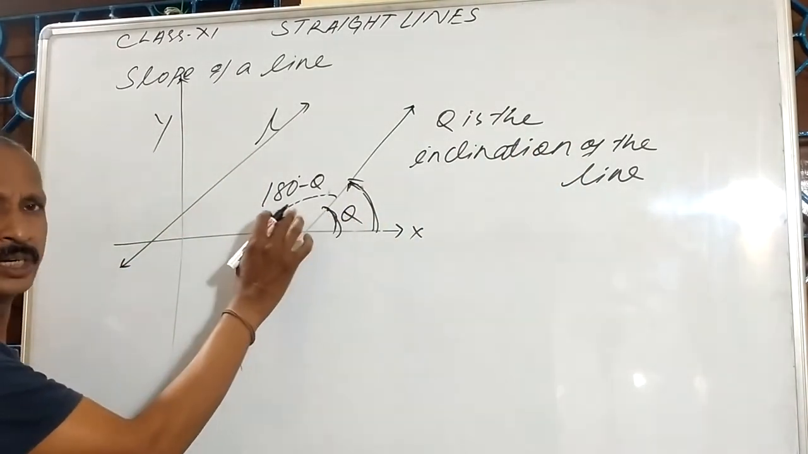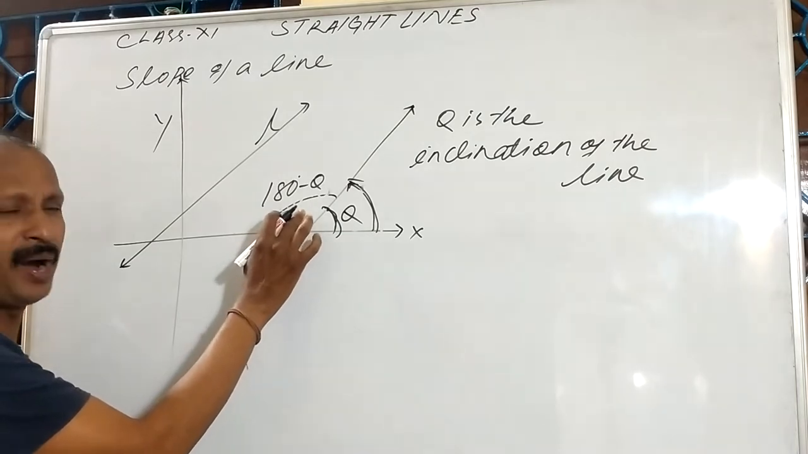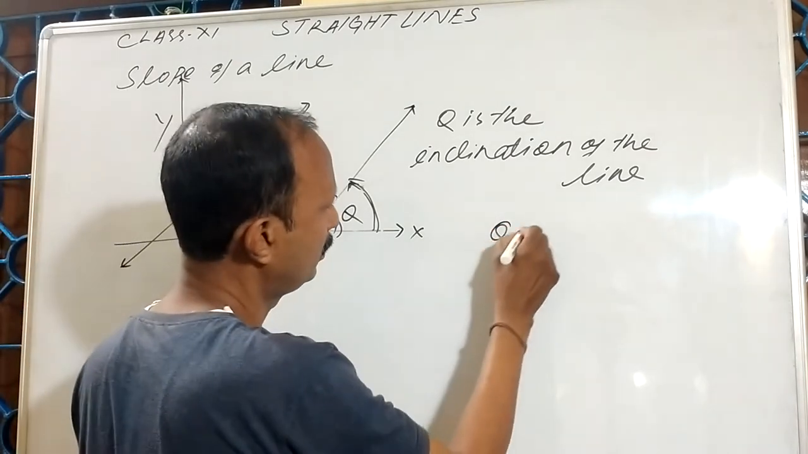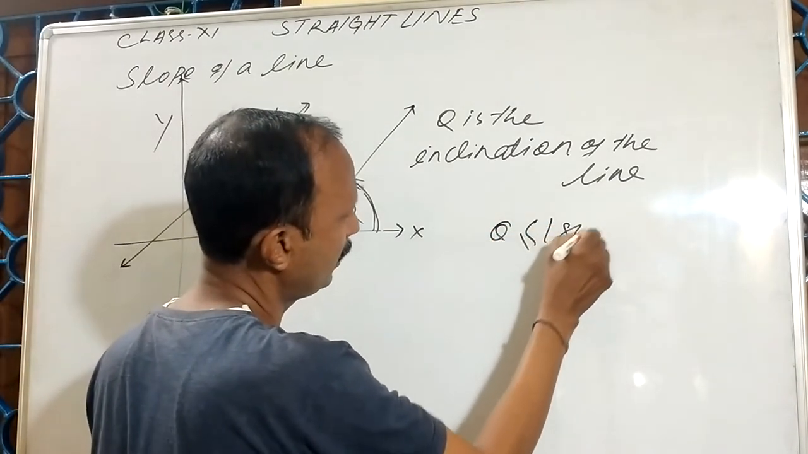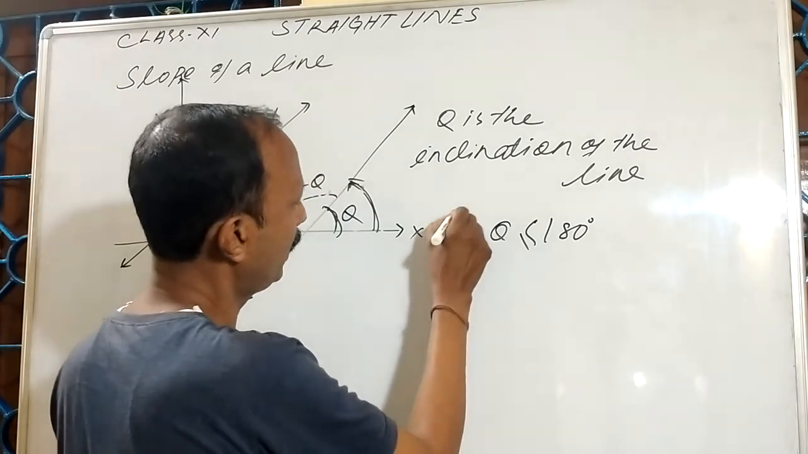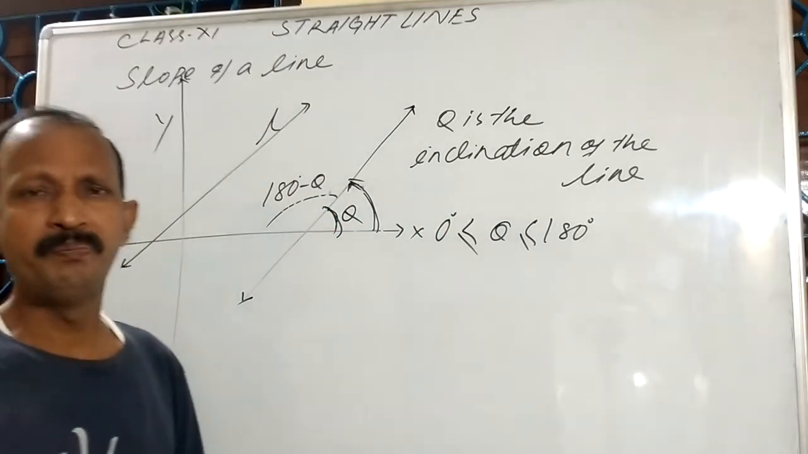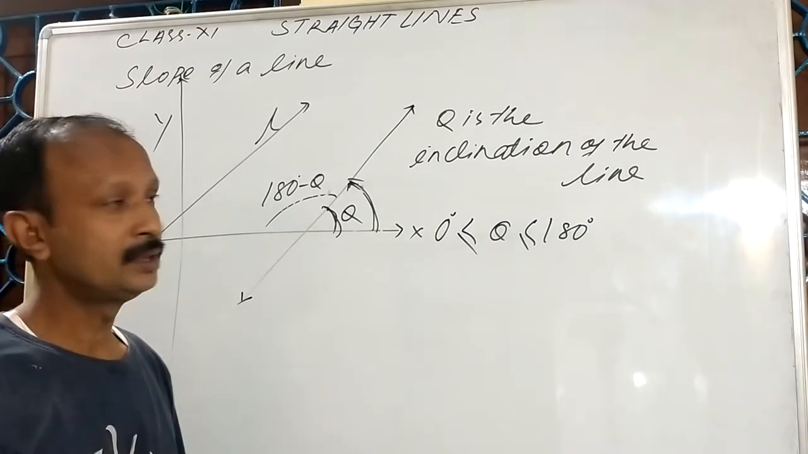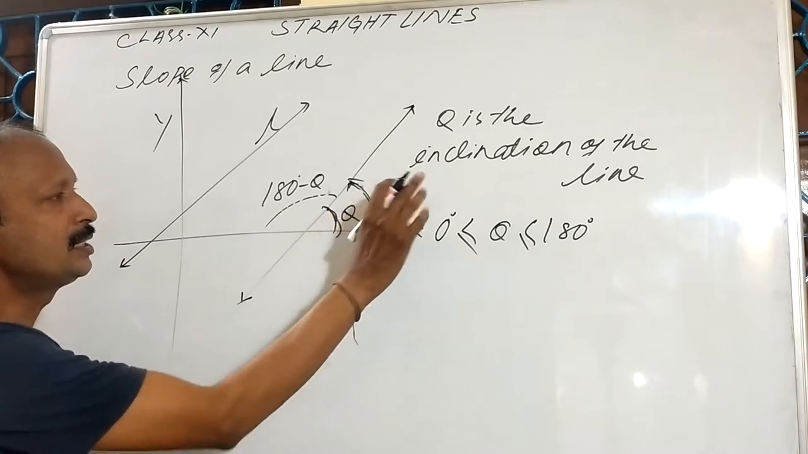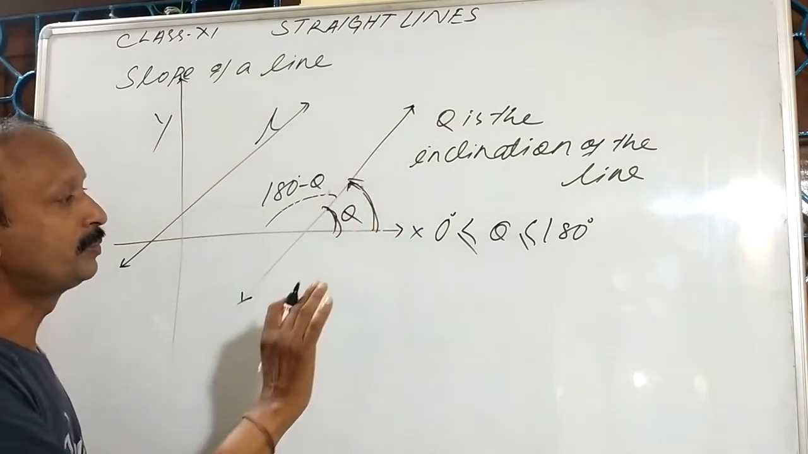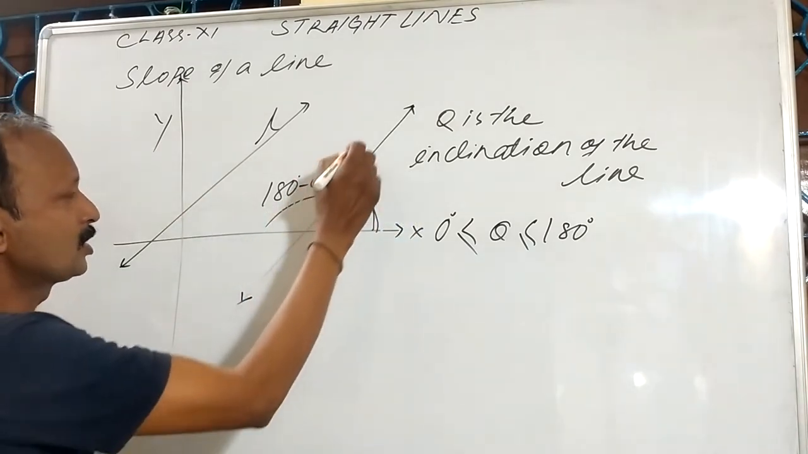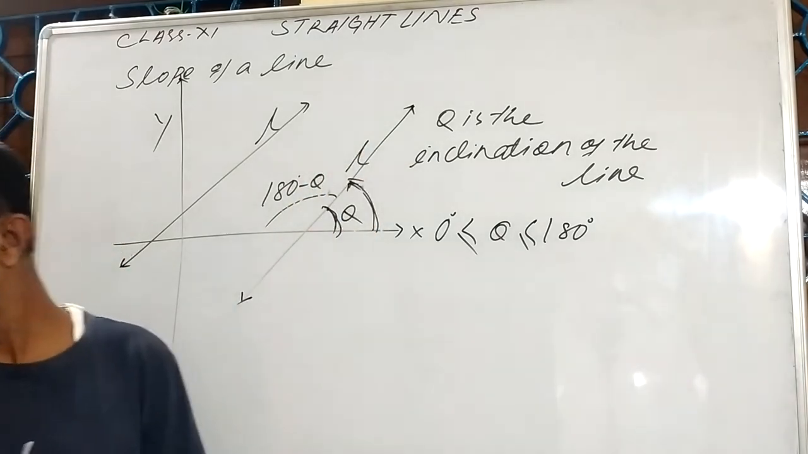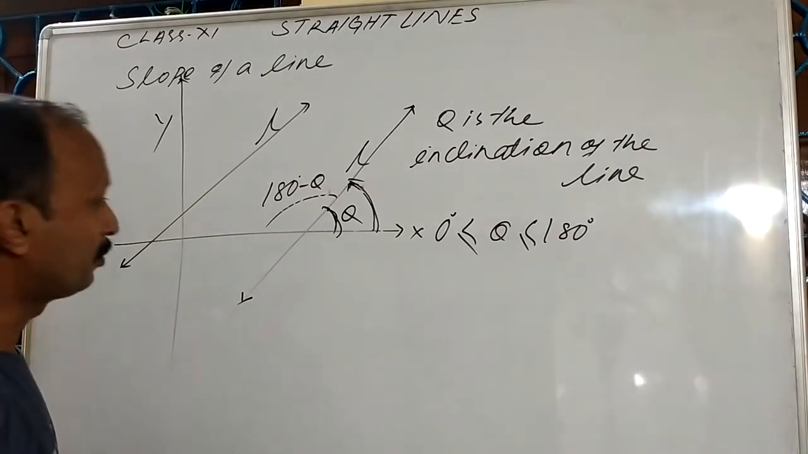If this is theta, ultimately this one will be 180 degree minus theta. So there is no doubt that this theta will be less than or equal to 180 degree. I can write it will be between 0 and 180 degree. So this angle is the inclination of the line. Suppose this line is L, this angle is theta, so theta is the inclination of this line.